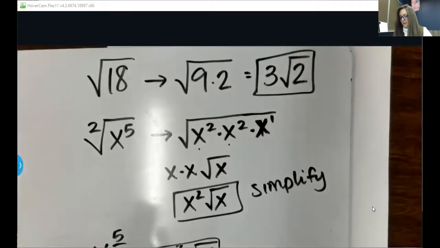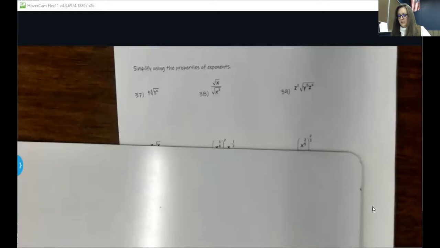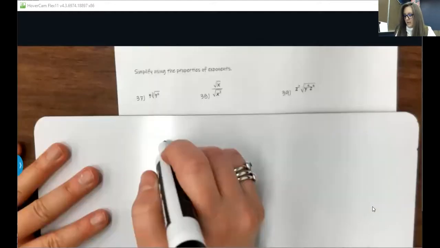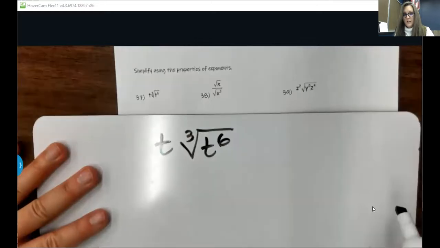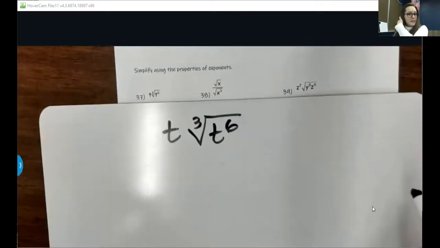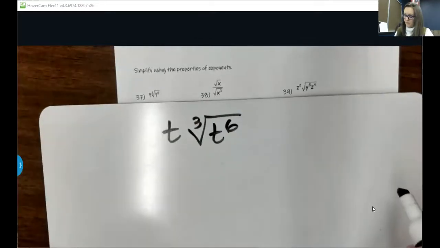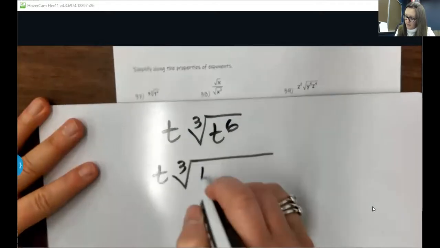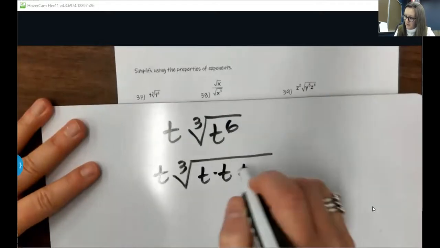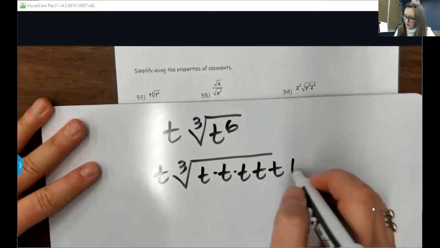A little bit tricky, but I really love radicals because we can use our exponent rules all over the place here. Let's look at this one. t times the cubed root of t to the 6th power. I'm going to teach you 3 different ways now because sometimes I need to see it visually. Let's see what this looks like. If I write this out, this is the same as me saying t times t times t times t times t. Is that right? Yep.